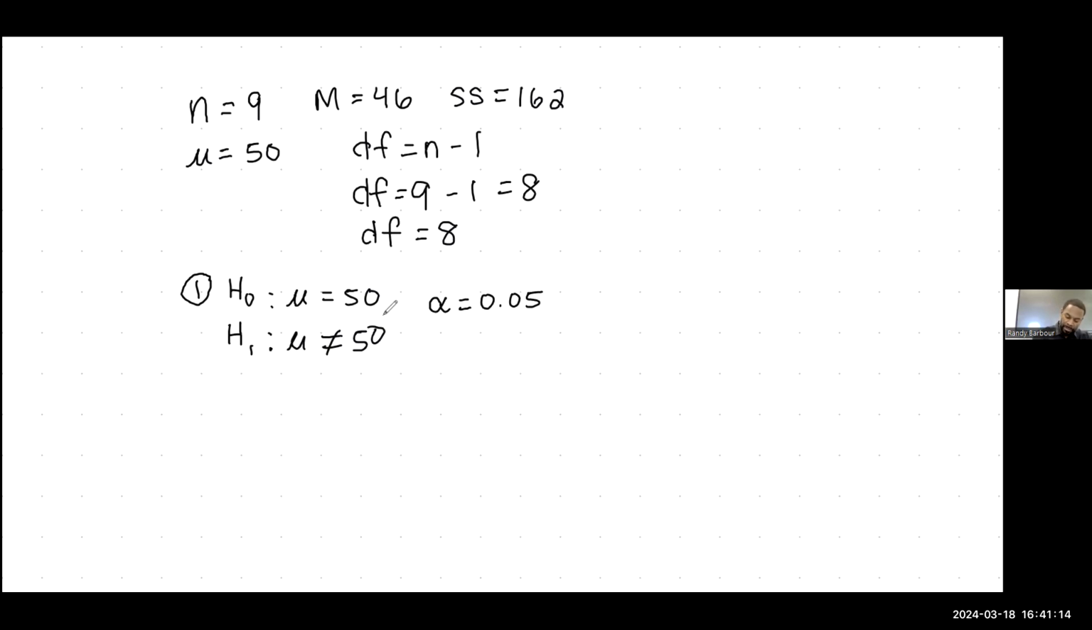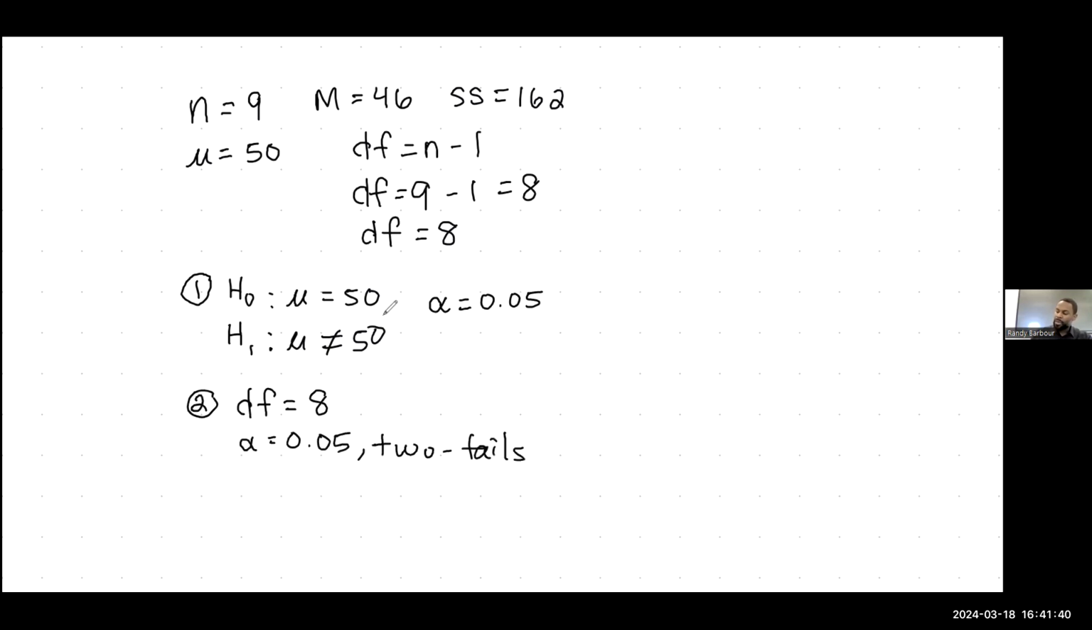The next thing is we have to calculate our critical value, right? So given our information, we know that we have a degree of freedom of 8. We know we have an alpha level of 0.05, and we know that it is a two-tailed test. So two tails, all right?